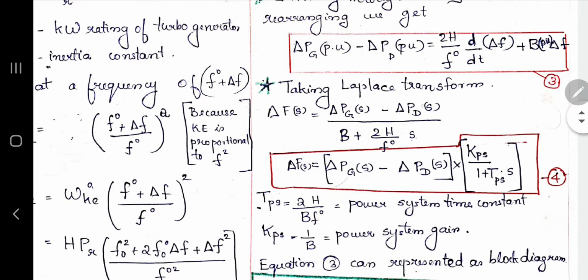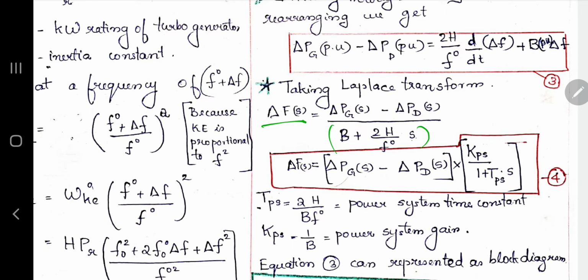Now we are going to take the Laplace transform. From this equation, we first convert to the Laplace transform. So what will be the equation? ΔPg(S) minus ΔPd(S) equals 2H/F0 into d/dt, which becomes S, into ΔF(S), plus B into ΔF(S). From this, we find ΔF(S). By doing the calculations, ΔF(S) will be equal to ΔPg(S) minus ΔPd(S) divided by B plus 2H/F0 into S. From this equation, we take B outside, so we get B into 1 plus 2H/(F0 B) into S.